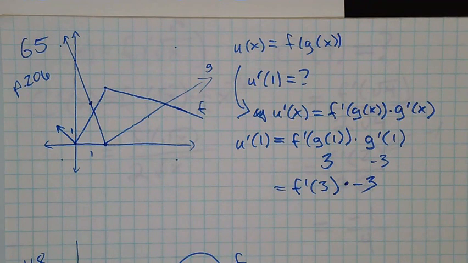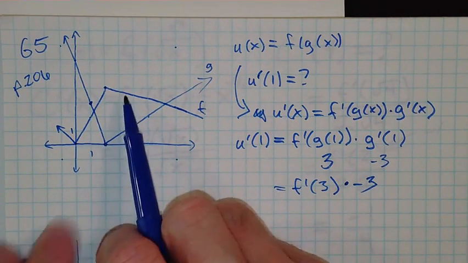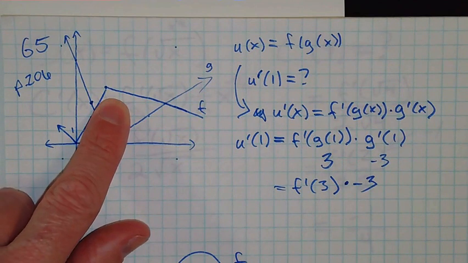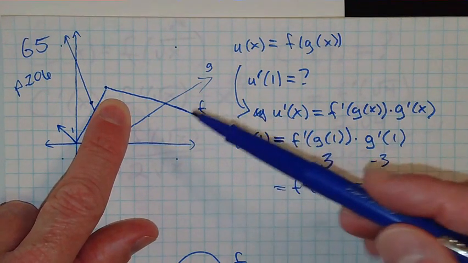-3. So now I need f prime of 3. So I'm going back to the graph. F prime of 3, 1, 2, 3. So it looks like we're looking at the derivative of the f graph, the slope of a tangent to the curve at that point. And here again, I'm counting squares.